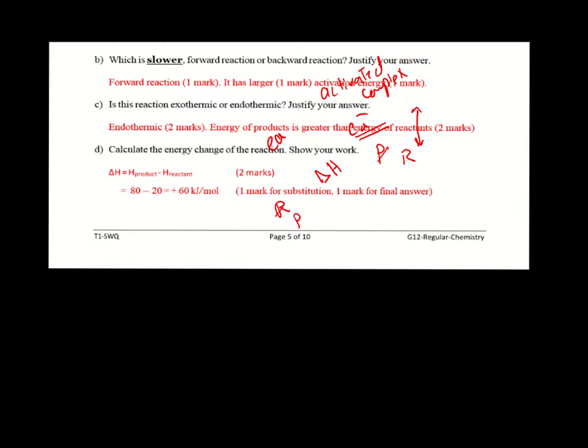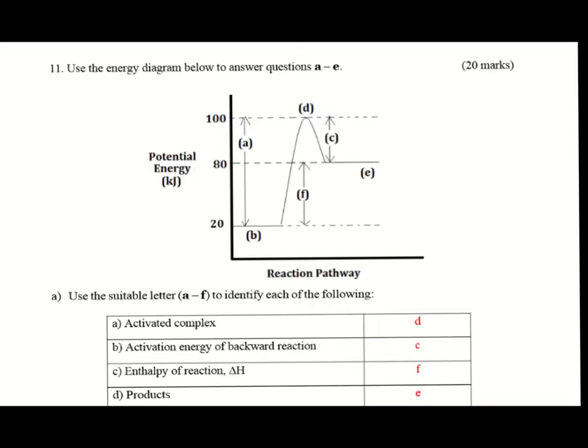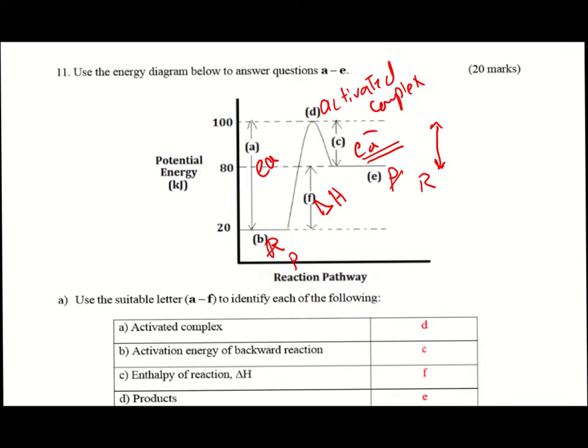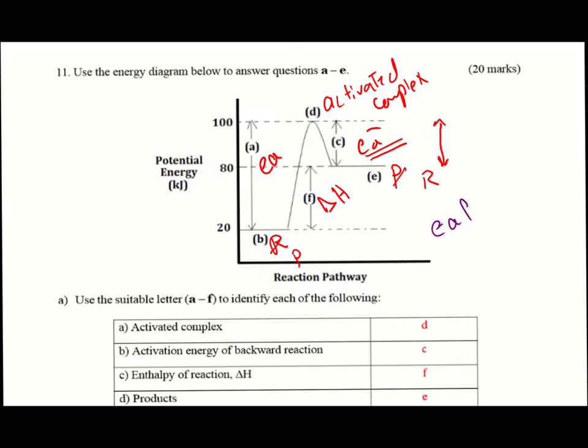Going to the graph again, you can see here that the activation energy of the forward reaction is much higher than the activation energy of the backward reaction. This means that the forward reaction is not favored and it will be slower. In any graph, when you see the activation energy is high, this means that this reaction should be slow.